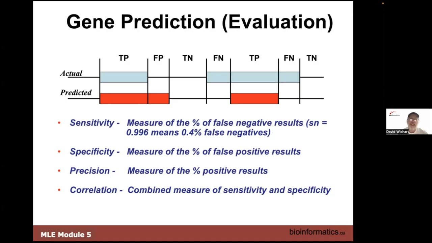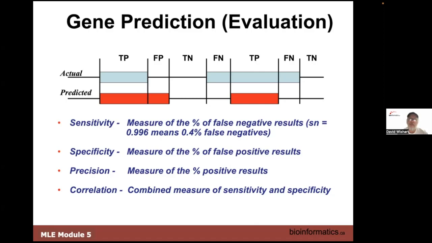When blue matches with red, that's a true positive. When red matches with the blank line, that's a false positive. When the blank line matches for actual and predicted, that's a true negative. And when the prediction doesn't make any kind of prediction, so the blue matches to a straight line, that's called a false negative. So this is the same concept of the confusion matrix that we talked about before.